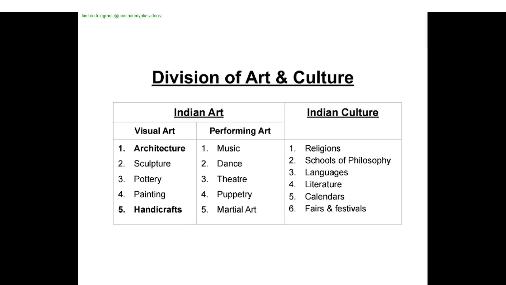Division of art and culture. Basically, Indian art is divided into two parts, that is visual art and performing art, and Indian culture separately. Visual art consists of architecture, sculpture, pottery, painting, and handicrafts, and performing art consists of music, dance, theater, puppetry, and martial art. Indian culture can be divided into religion, schools of philosophy, languages, literatures, calendars, feasts, and festivals.